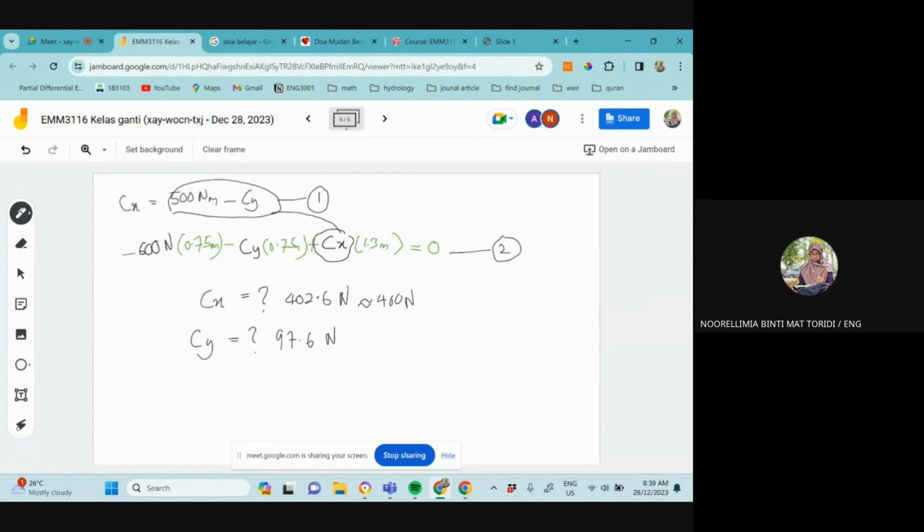Okay, and then so this is the answer. So yang tak betul, check balik what's wrong in your equation. Once your equation is right, if the answer is not right, rugilah. Okay, rugi some marks there. Okay, now we can move to next.